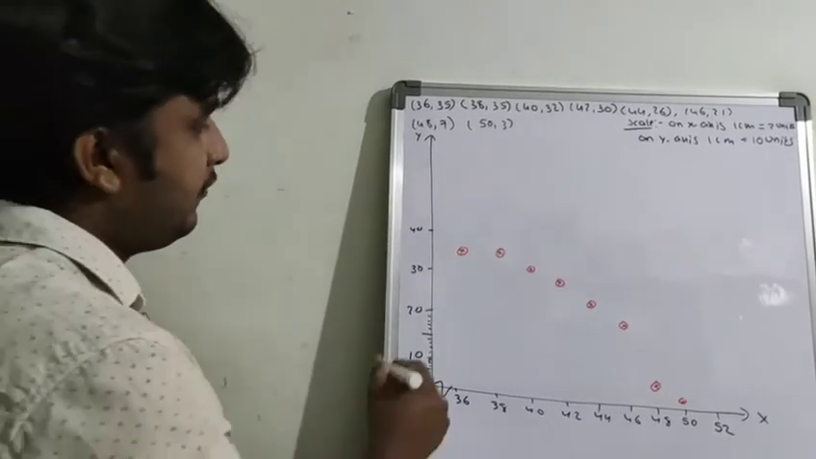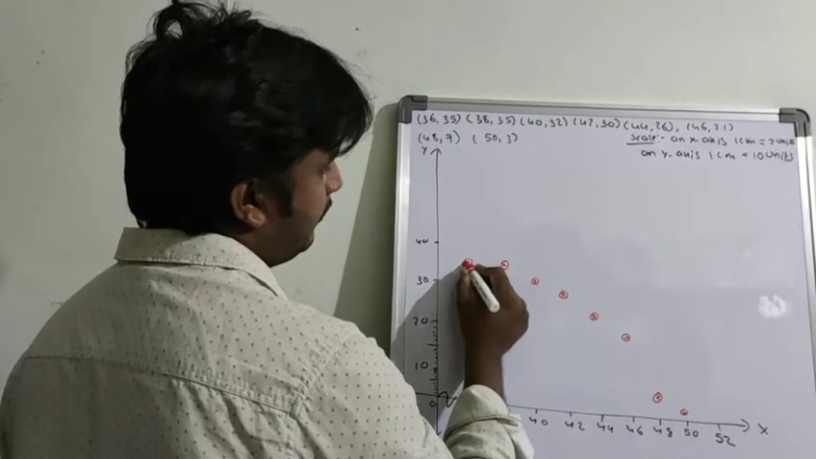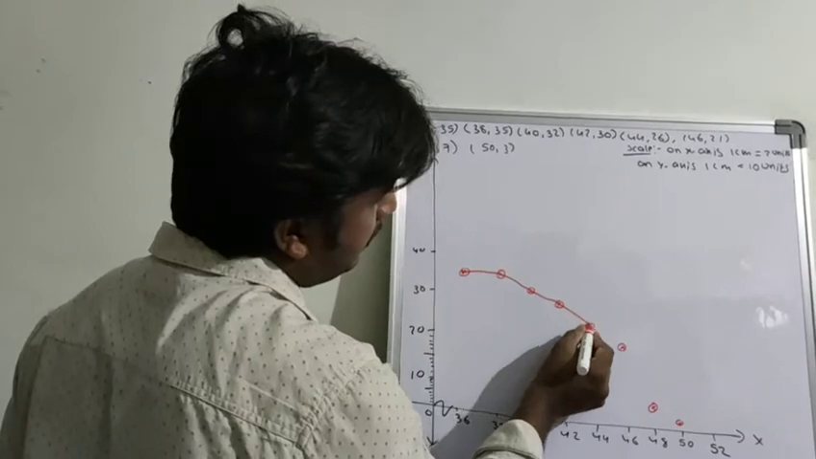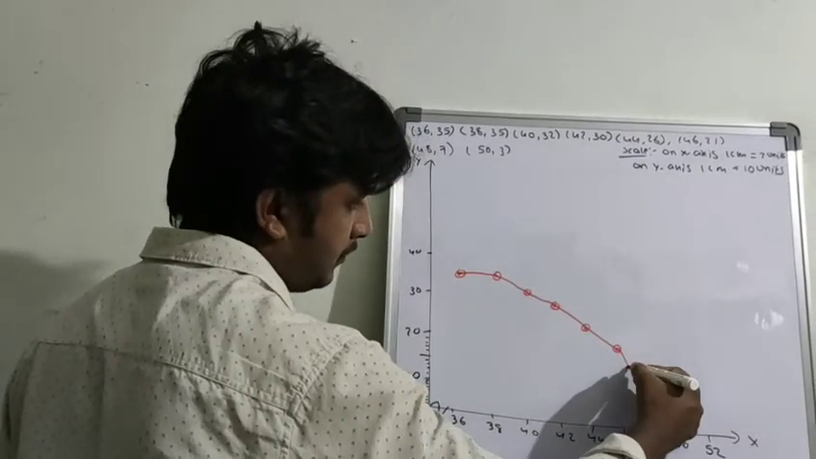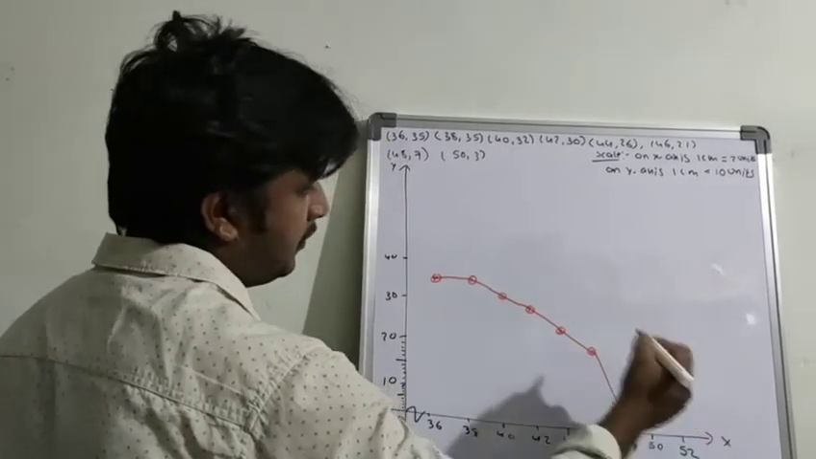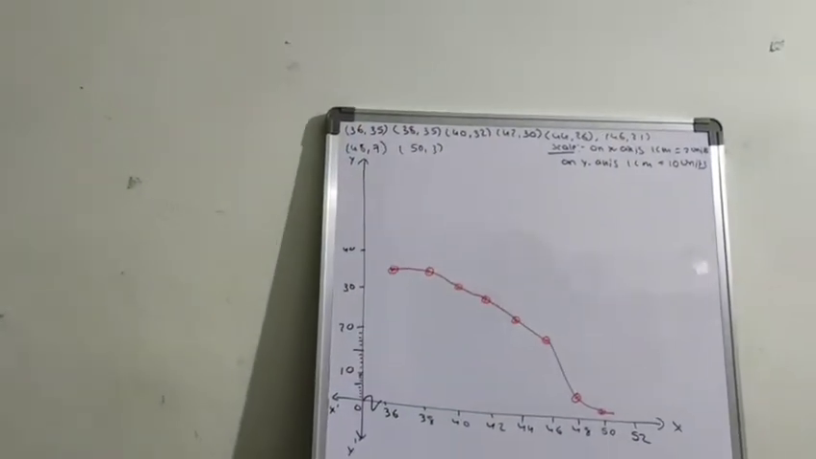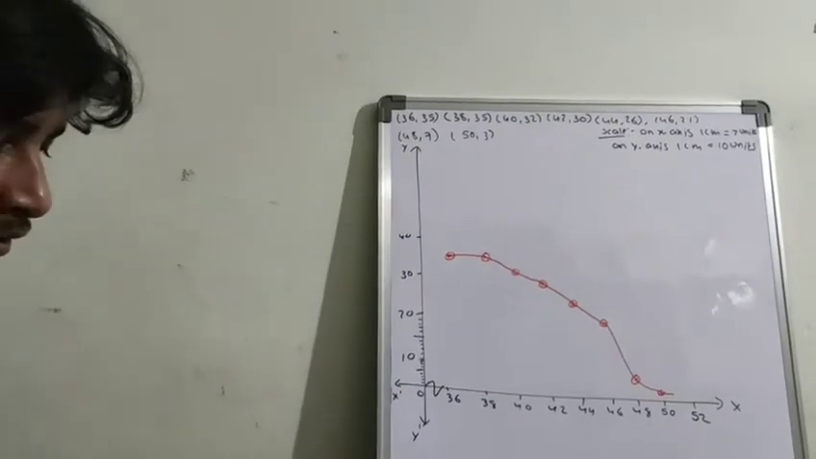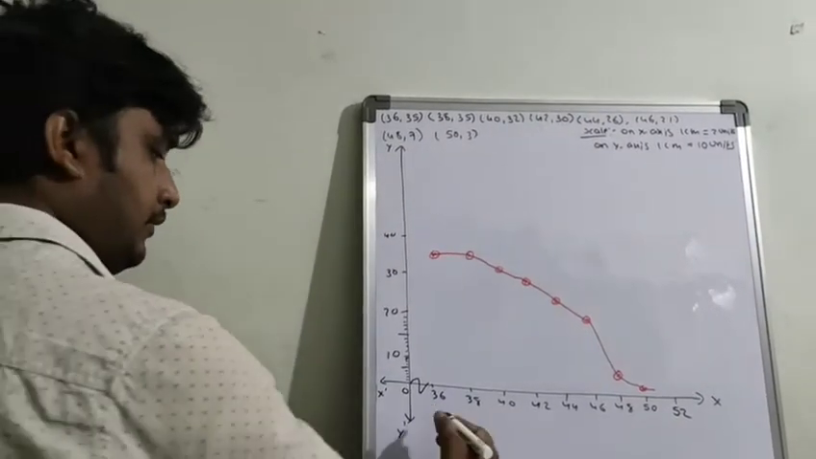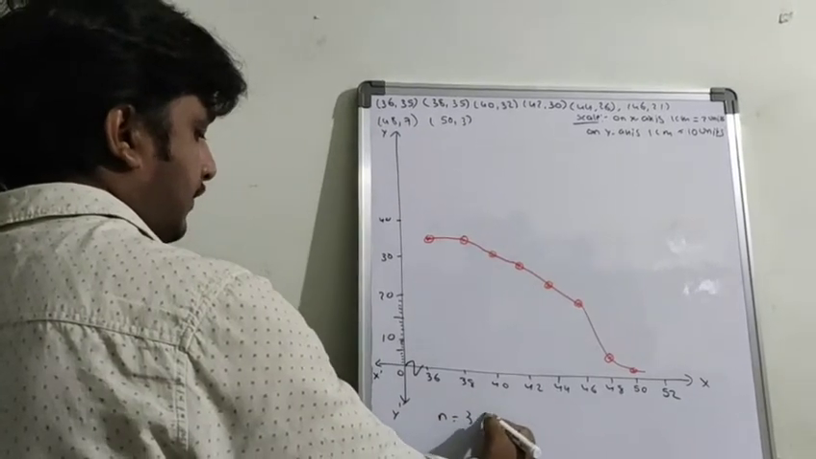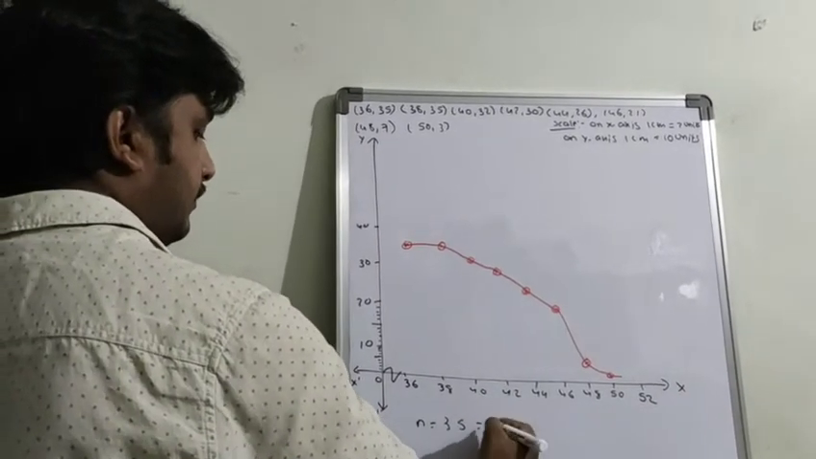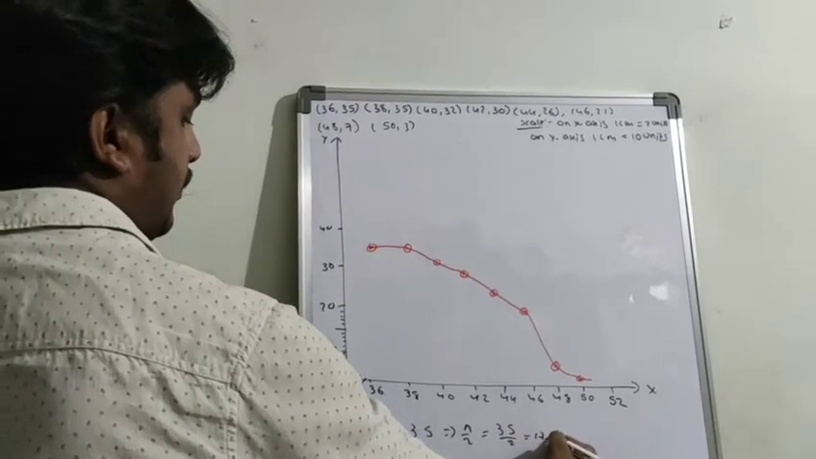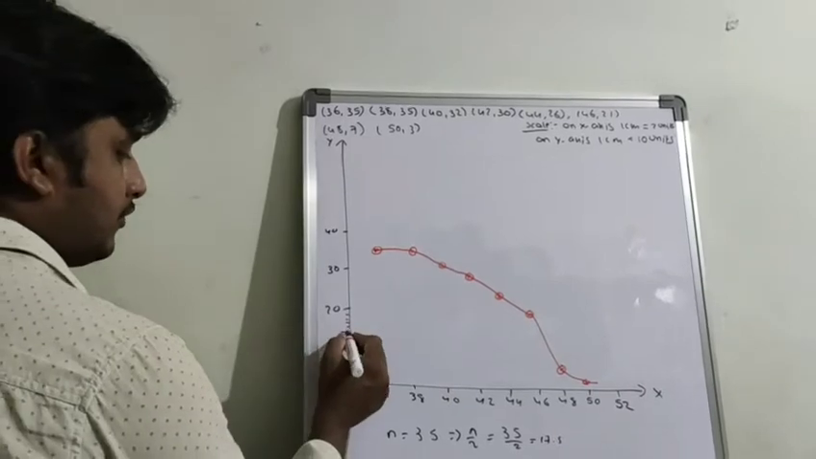Okay. So now with the free hand we have to join. So an S-shaped figure we got. So now how to find out the value? So n value is 35. N equal to 35. So n by 2 value, 35 by 2, which is 17.5. 17.5, I think.